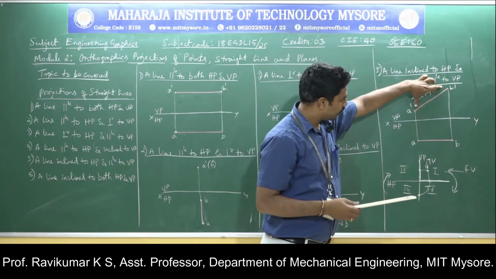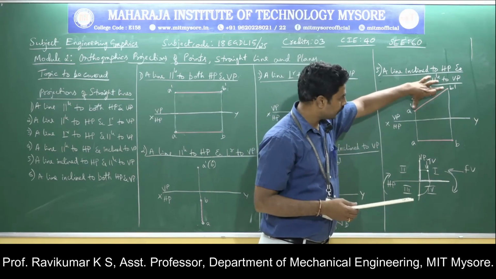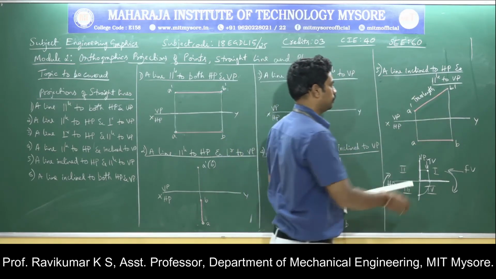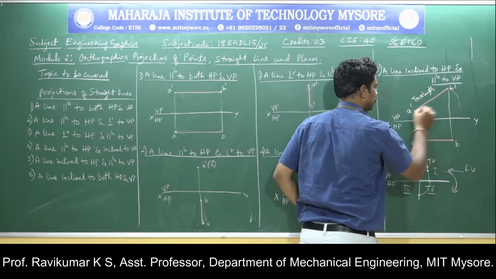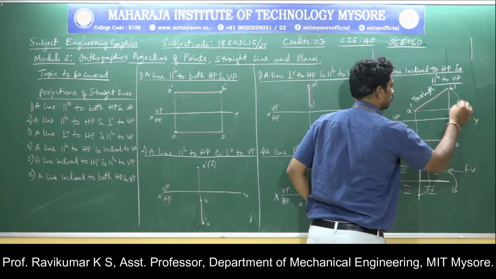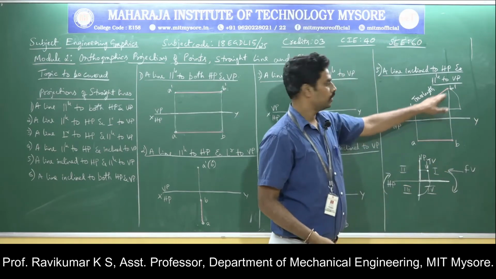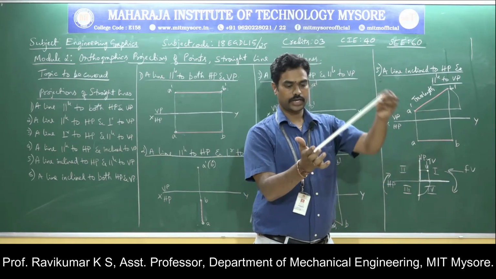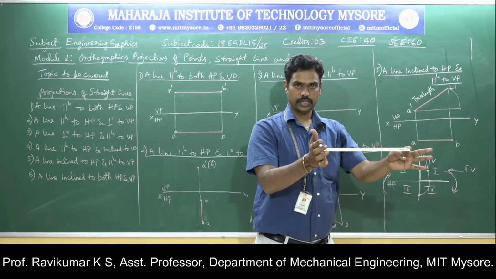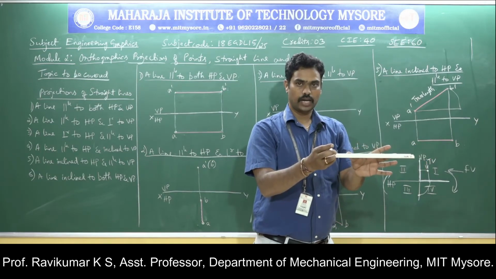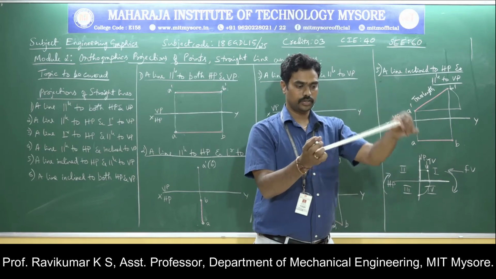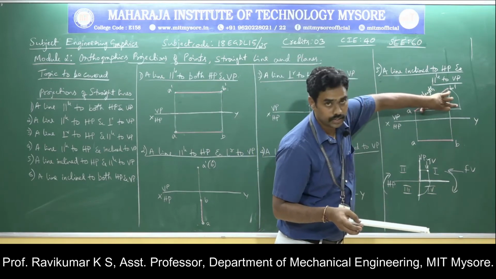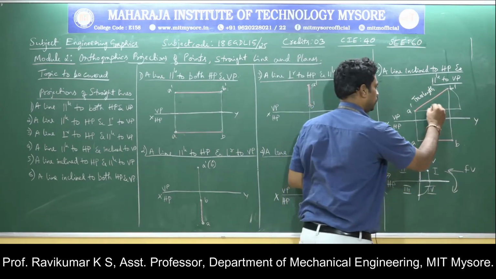But look at the length here and the length here. The inclined position and this one are not the same. If you take out the inclination with respect to the horizontal plane, if you rotate this line something like this, then this will be parallel to HP. So the true length of the line should be this one.